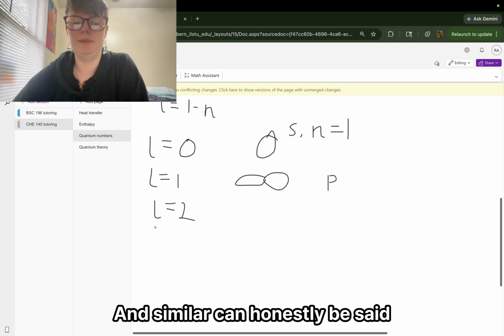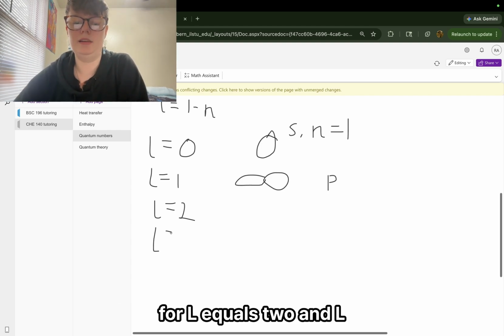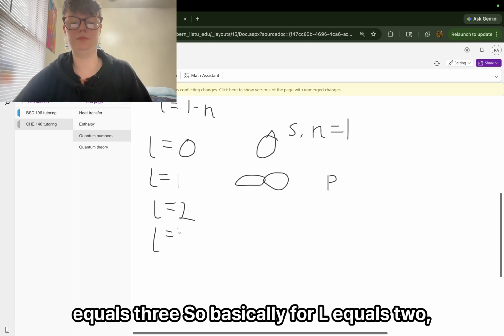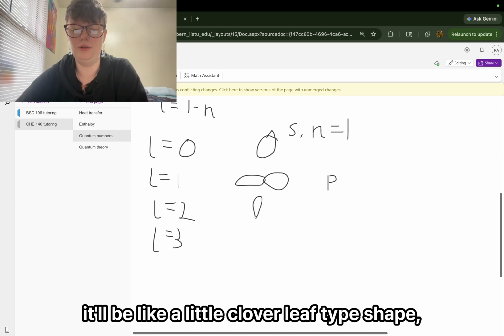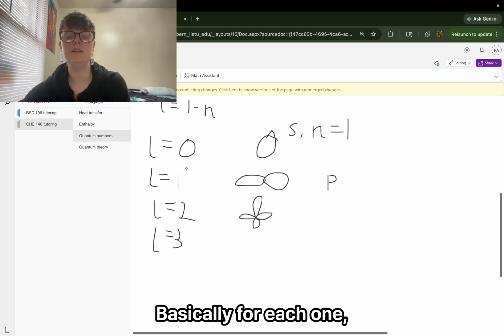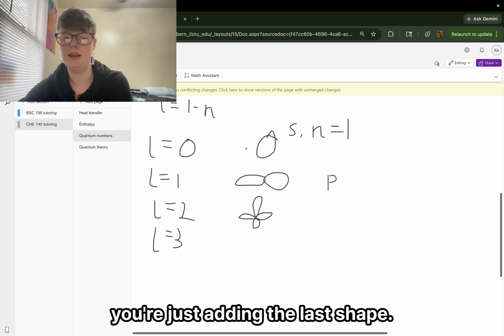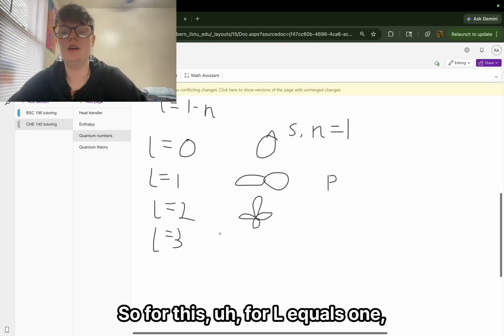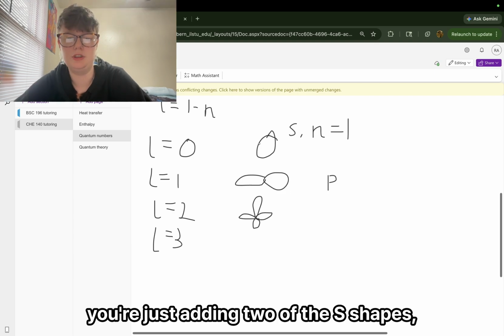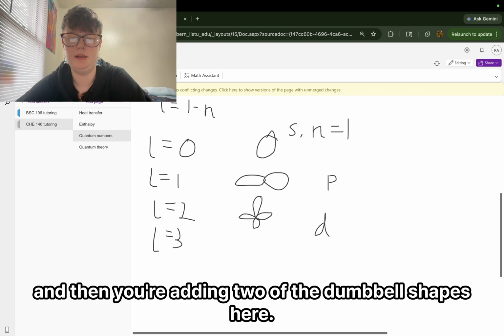And similar can honestly be said for L equals 2 and L equals 3. For L equals 2, it'll be like a little clover leaf type shape. So it'll be kind of like that. Basically for each one, you're just adding the last shape. For L equals 1, you're just adding 2 of the S shapes. And then you're adding 2 of the dumbbell shapes here.